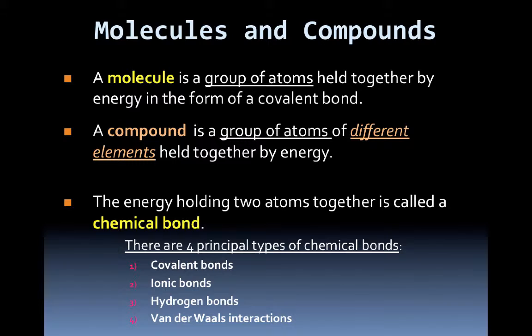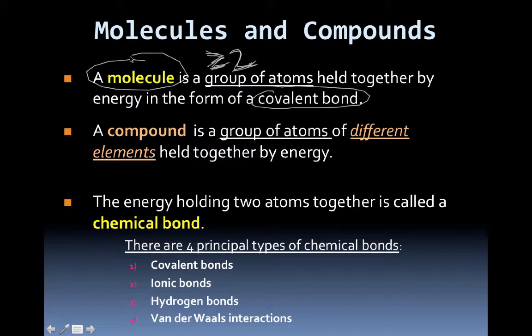A molecule is a group of atoms held together by energy in the form of a covalent bond. So, if we have 2 or more atoms, that says greater than or equal to 2 atoms, that are joined together by a covalent bond, then we have a molecule. A compound is a group of atoms, again, 2 or more atoms, of different elements that are held together by some sort of bond. So a molecule may or may not be a compound.